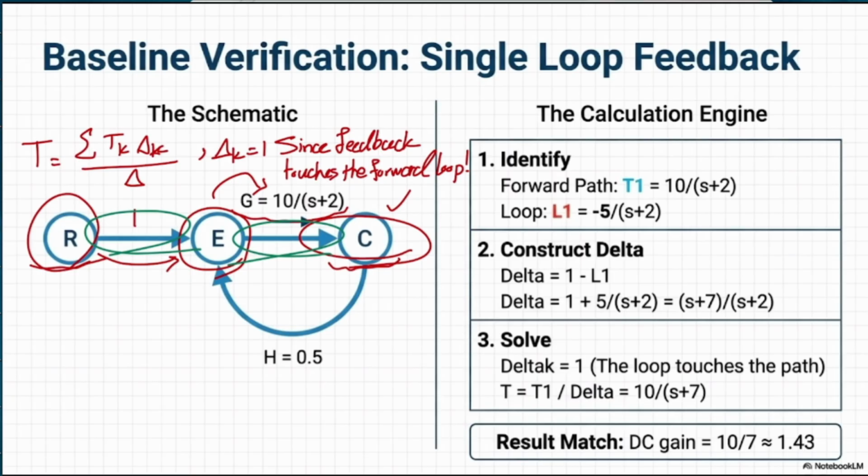There's nothing there that can guide us from input to output. So my first gain is 1, and another one is G. 1 times G is going to be 10 divided by s plus 2, that is T1. This is a forward path.